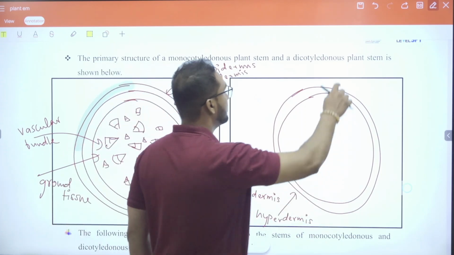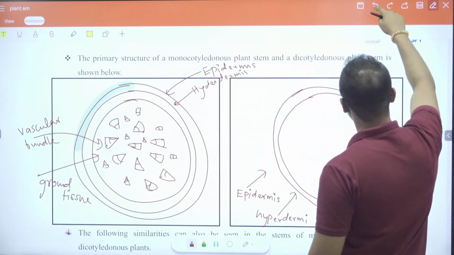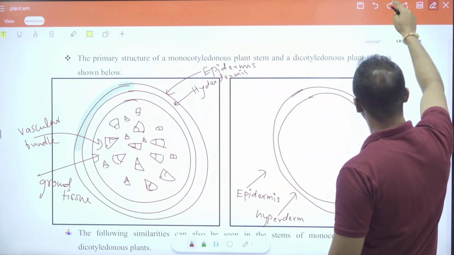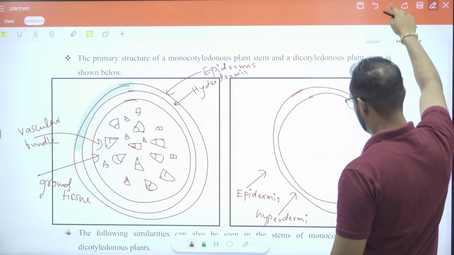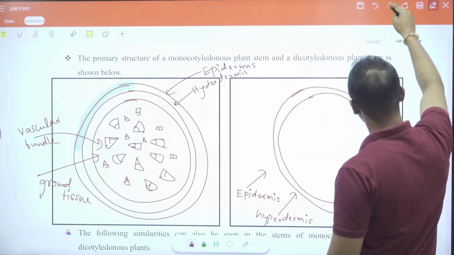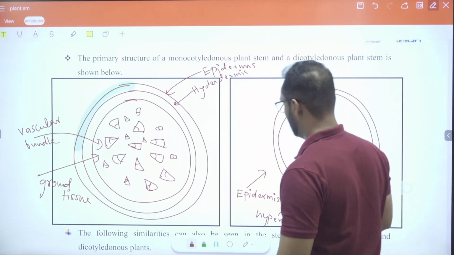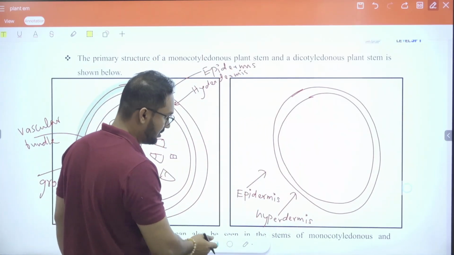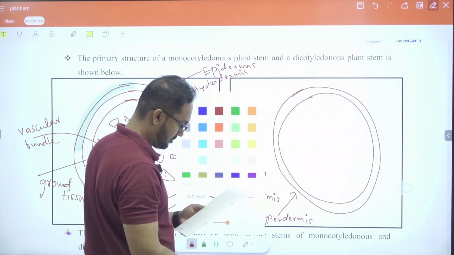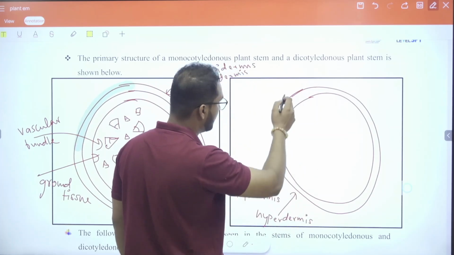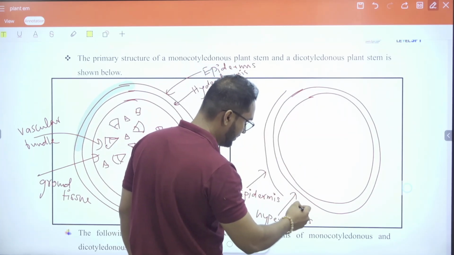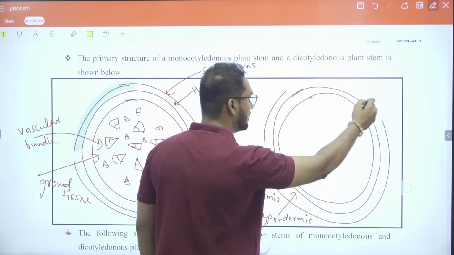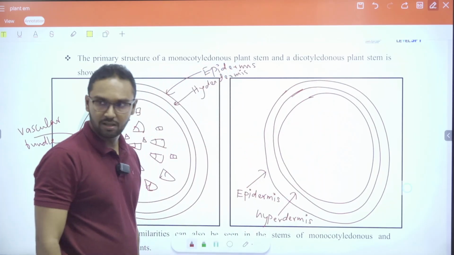Did something happen? Did I only draw 2? I was supposed to draw 3. One of the extra layers there was erased, right?